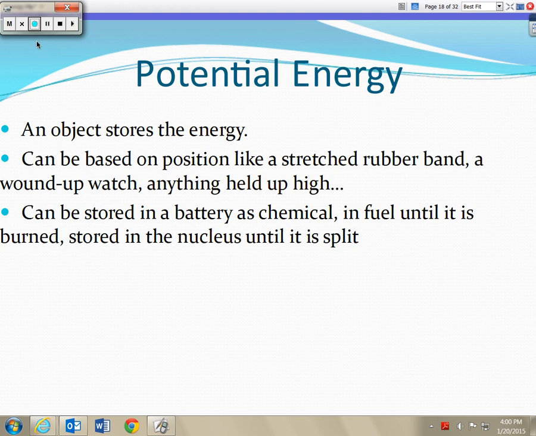Okay, potential energy. Honestly, the only one you really need is the bottom one right here. Okay, the third bullet. Potential energy is an object that stores the energy. It can be based on position, like the stretched rubber band or a wound up watch, anything held up high. Or it can be stored in a battery as chemical potential energy, in fuel until it's burned, or stored in the nucleus until it is split.